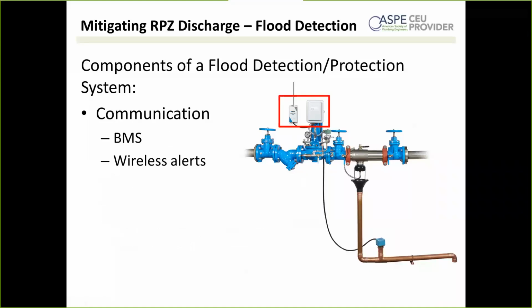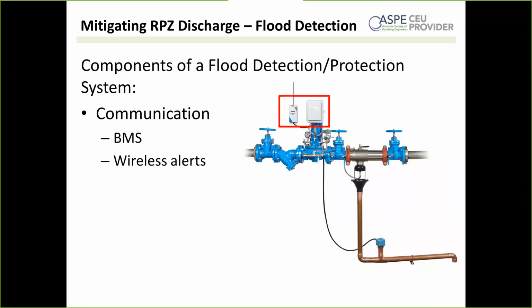So I'm very excited about these. These are the future of RPZ installations. They're the future of backflow. And the value of these should speak directly to the building owner because floods are extremely expensive. The average commercial flood claim is about $75,000. That being said, that can go easily into the millions.